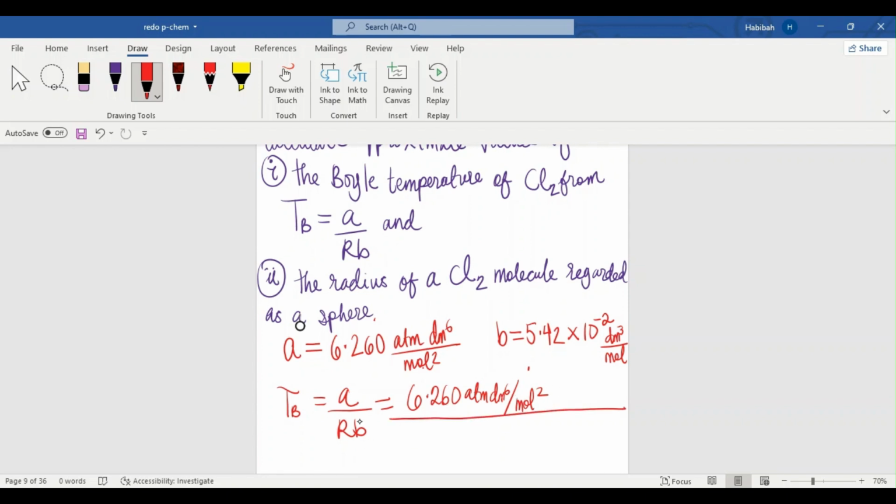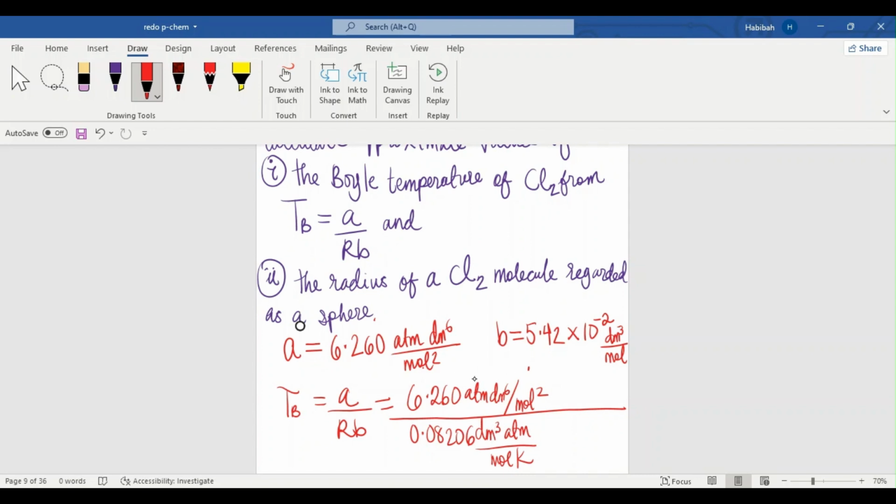RB. R, we know, is the gas constant. And in this question, looking at the units, we know that the gas constant we're supposed to use is 0.08206 dm cubed atmosphere divided by mole Kelvin, just because the units for the parameters we're dealing with are in atmosphere and dm6, so we know that we're going to be using this.